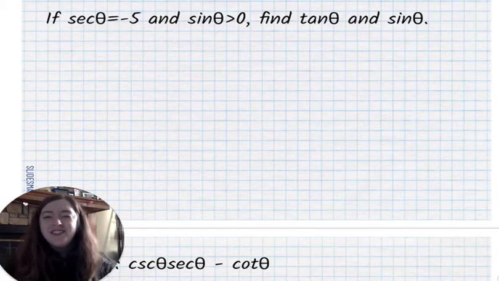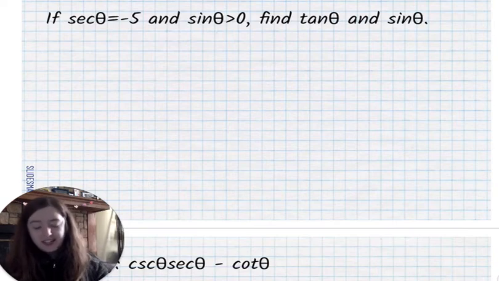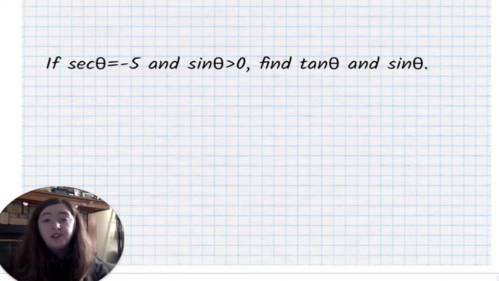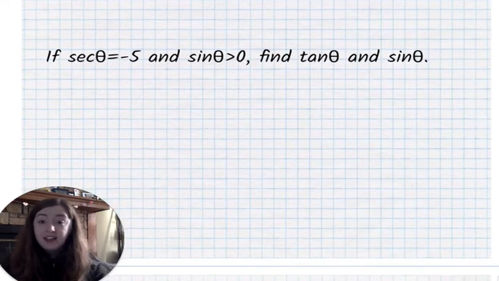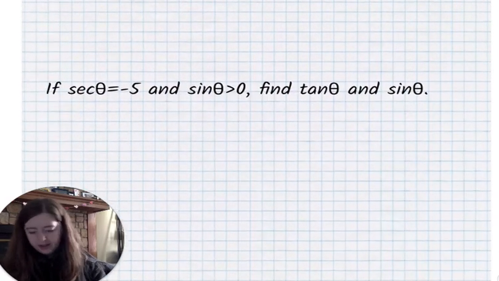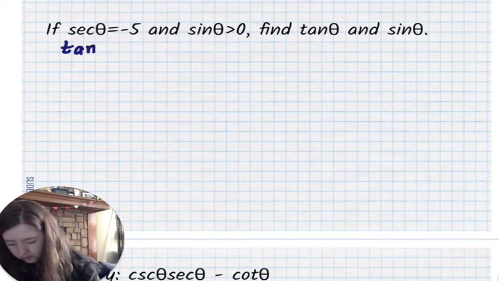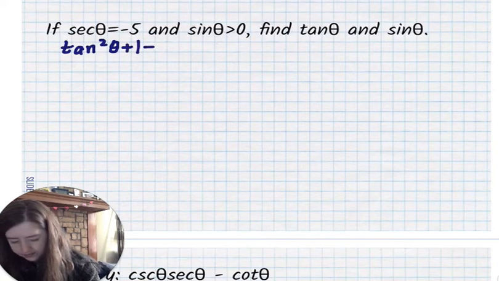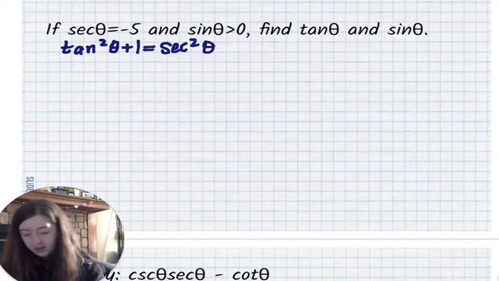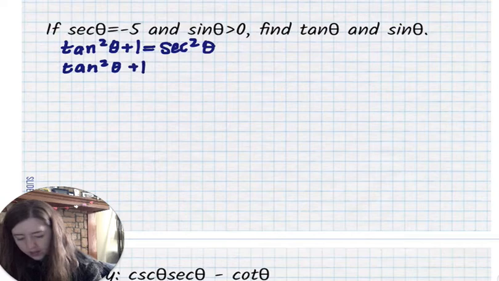So, secant of theta is equal to negative 5, and sine of theta is greater than 0. Find tangent and sine. So first of all, we're going to look for the Pythagorean identity that has secant in it. So that is tangent squared plus 1 equals secant squared. And then we'll replace in what we know. We know that secant is -5, so we'll square him.